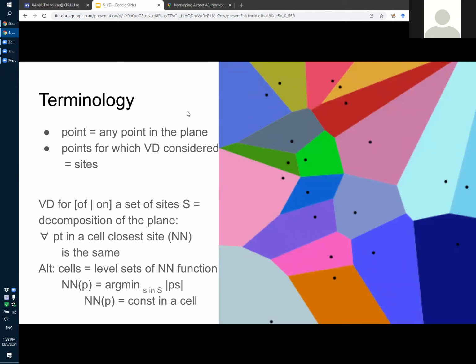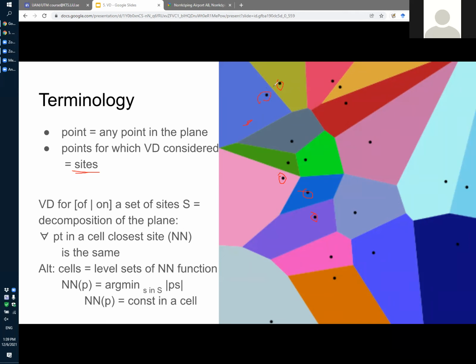Now, as usual, terminology is the key, and hopefully it's not a mess. The term point is, of course, overused. Here, when we're talking about the Voronoi diagram, we will be saying that a point is just any point in the plane. So this is the set of all points here in the plane. And the points for which the Voronoi diagram is considered, we will call them sites. So these points will be sites. Or in our delivery application example, the sites will be the warehouses. So points are all the points in the plane, and sites are those points for which the Voronoi diagram is built.